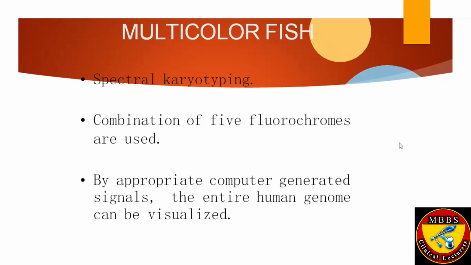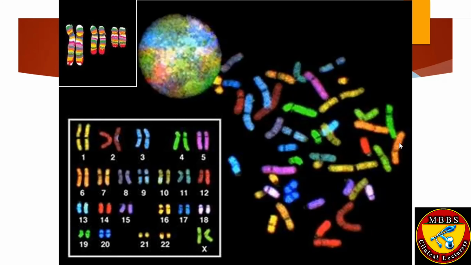Multicolor FISH is spectral karyotyping. A combination of five fluorochromes is used. By accurate computer-generated signals, the entire human genome can be visualized. This is a picture of multicolor FISH.